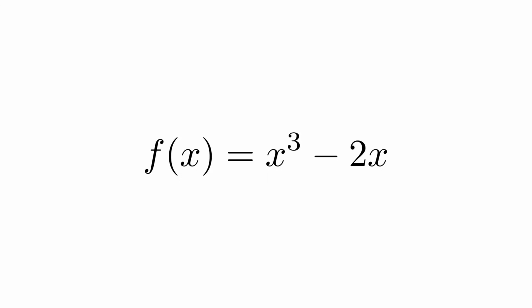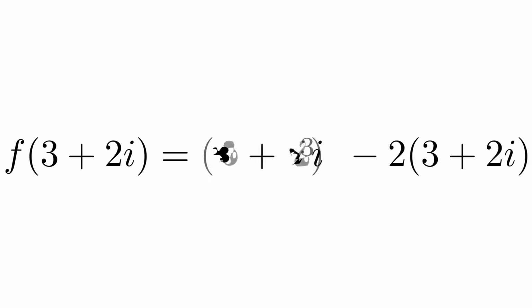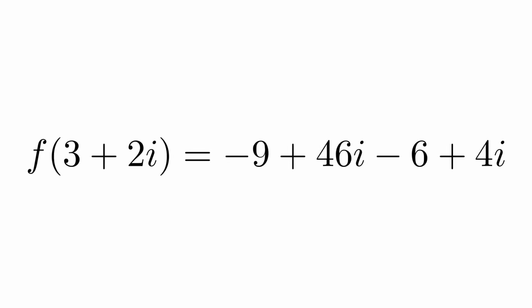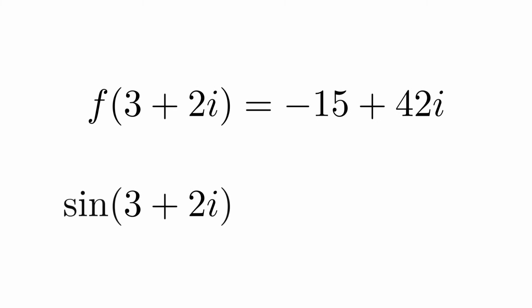For example, f of 3 plus 2i is (3 plus 2i) cubed minus 2 times (3 plus 2i), which you can simplify to minus 15 plus 42i. This really only works for polynomials, though. I can't say, oh, well, if someone asks you to plug 3 plus 2i into sine, just take sine of 3 plus 2i. It doesn't help at all in that instance.